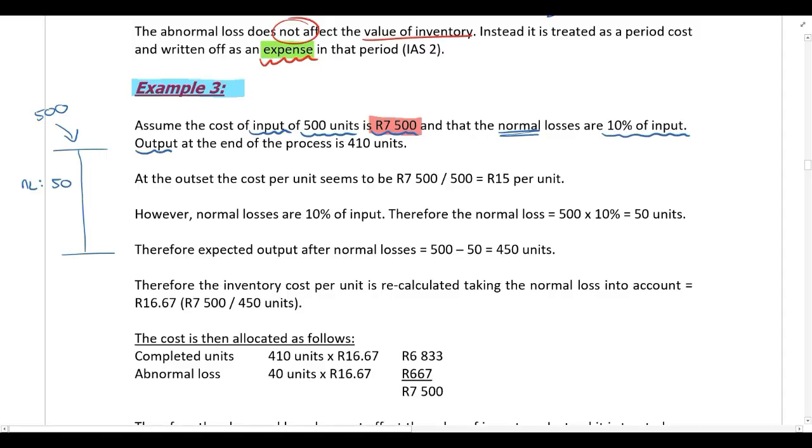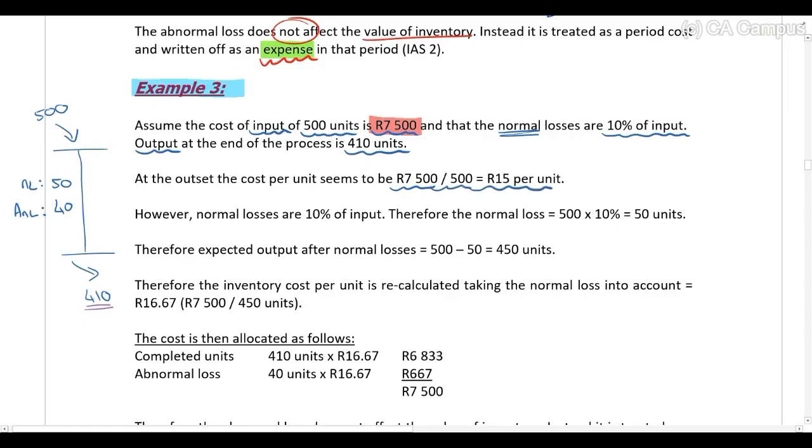I'm then told that my output at the end of the process is 410 units. So I'm only getting 410 units out the other side. So I'm putting 500 units into production. 50 of those units are lost, and that is a normal loss, which means my abnormal loss must be 40 units because I'm only getting out of production the other side an output of 410 units. All right, so at the outset, if we try and calculate the cost per unit, we know that our total cost is 7,500 Rand, and we're putting 500 units into production.